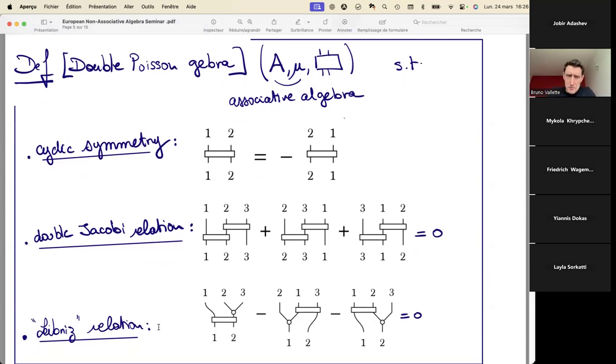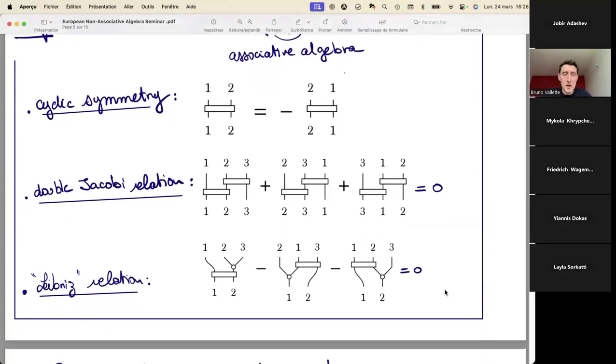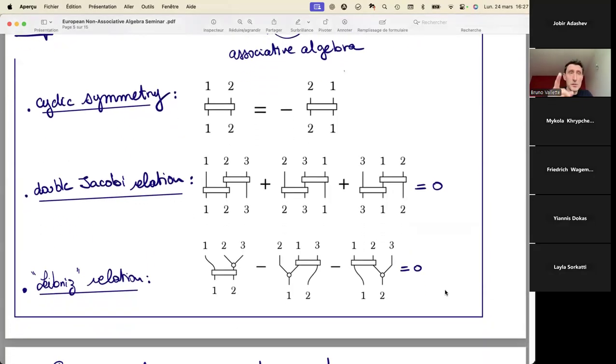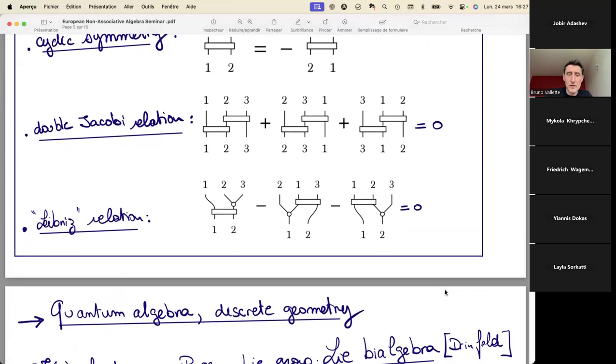It's not a big problem. You ask that this guy here is a derivation with respect to that, so that when you evaluate on the right-hand side with a product, it should be equal to this plus that, okay? So this is a Leibniz relation, the compatibility relation between the double bracket and the associative product. And this definition does the job in non-commutative Poisson geometry.